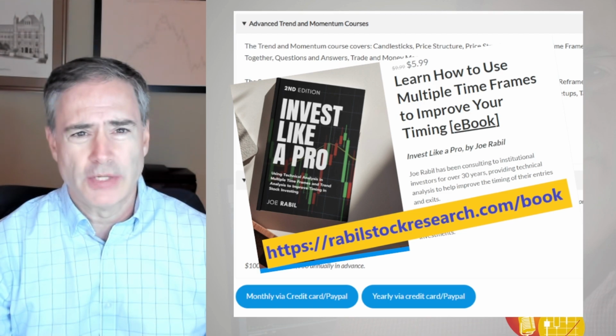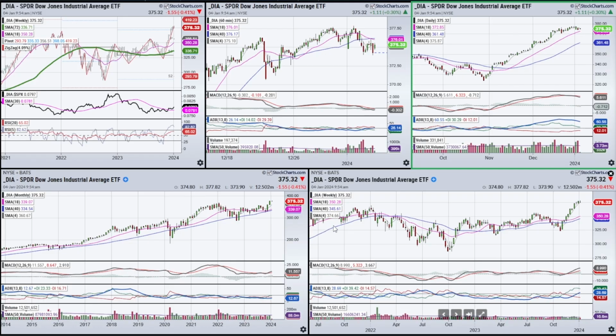As we start the new year, I wanted to start and take a look at this DIA, the Dow Jones ETF, basically because I think it's the best looking of the big indexes. I love this pattern that's developed, and I want to explain why.